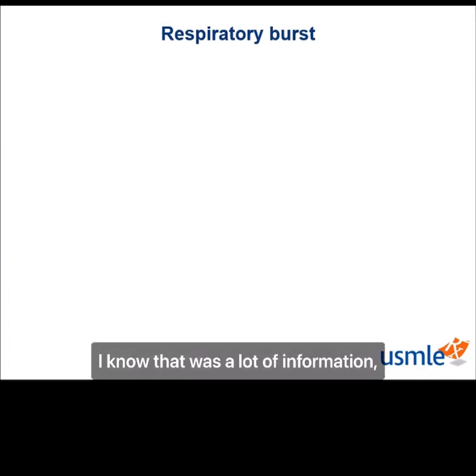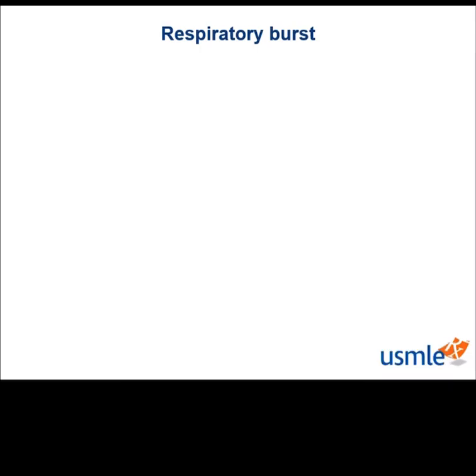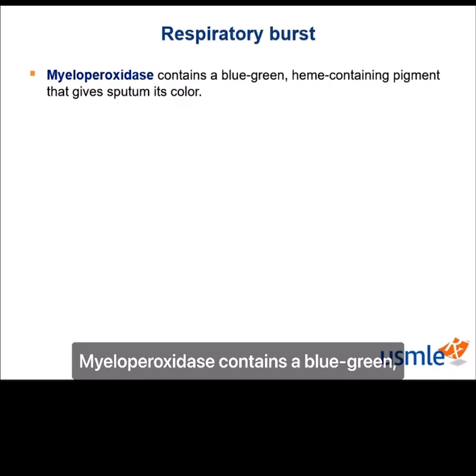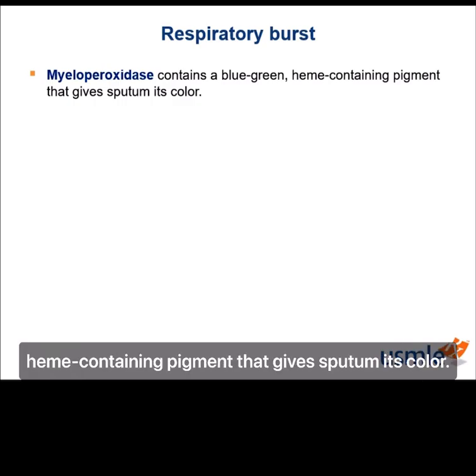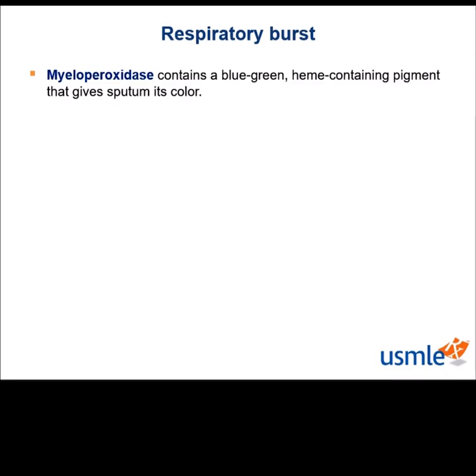I know that was a lot of information, but there are some very interesting clinical correlates with the whole mechanism. Myeloperoxidase contains a blue-green, heme-containing pigment that gives sputum its color. If you ever have a bacterial infection and your phlegm looks greenish, you can blame myeloperoxidase.